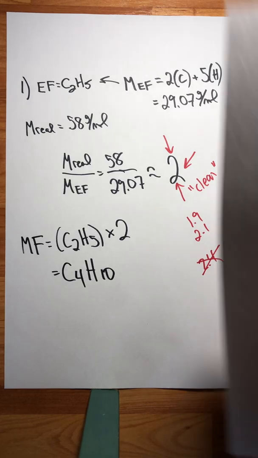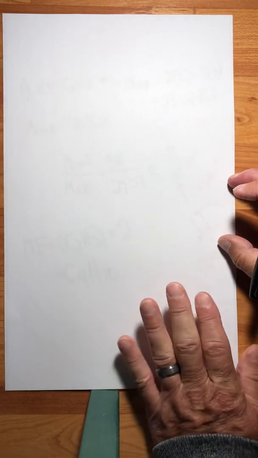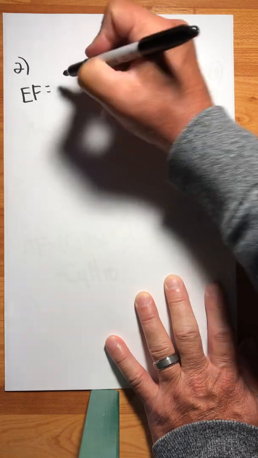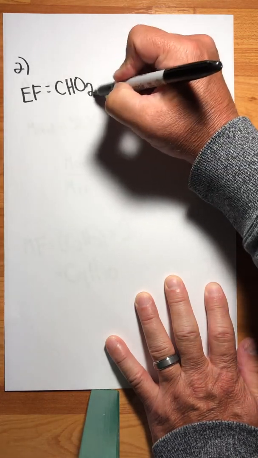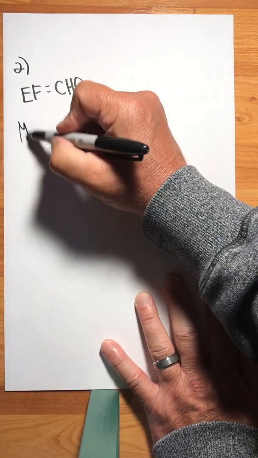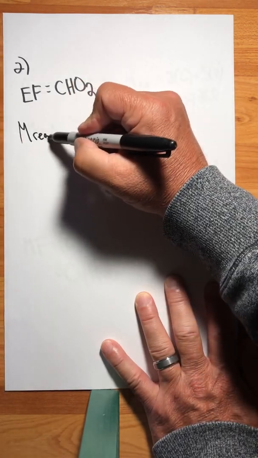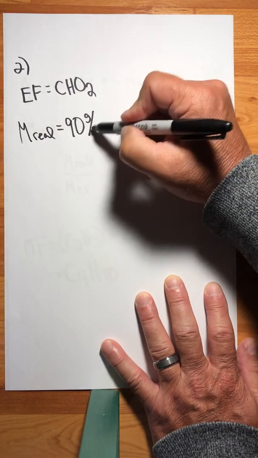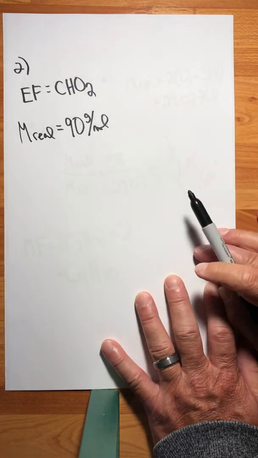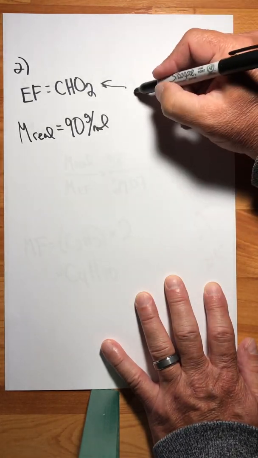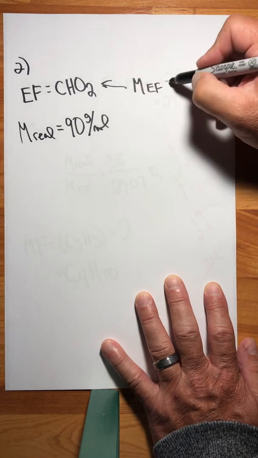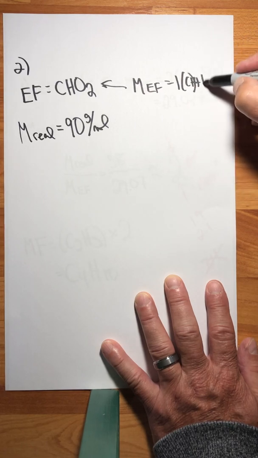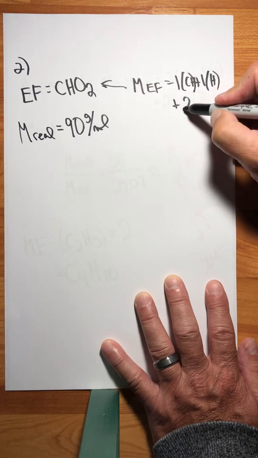In the second example, we're going to do this exact same thing. So in this one here, I'm giving you that the empirical formula is CHO2. And we know that the molar mass of the real formula was 90 grams per mole. Now keep in mind, I have to give you that, okay? We're going to find the molar mass of my empirical formula. It's going to have 1 carbon, 1 hydrogen, and 2 oxygens.